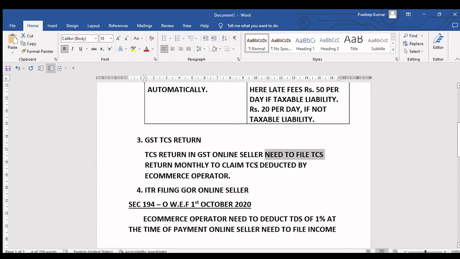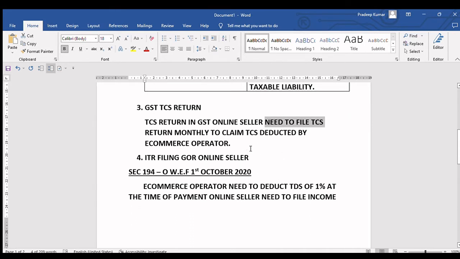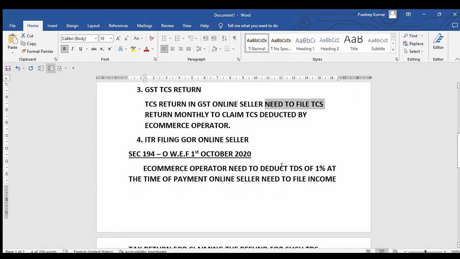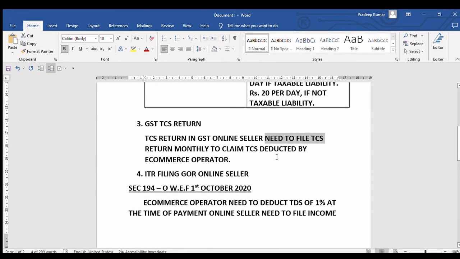Guys, Amazon cuts 1% of the taxable amount, so you need to pay that taxable amount, and you will get the input of this taxable 1% amount. And the next is ITR filing for online sellers.